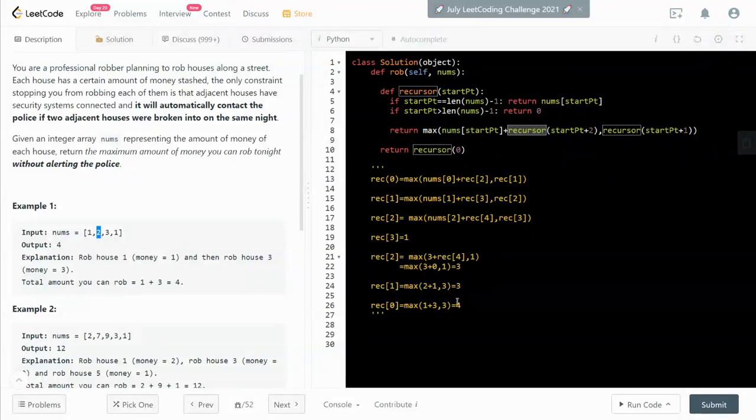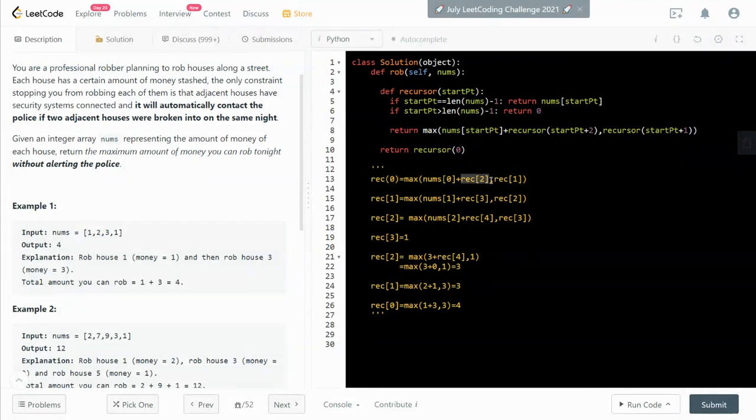A little example here shows you how exactly this works. We have rec, which is basically the recursor, just a shorthand. rec0 is equal to the maximum of nums at 0, plus rec2, because 0 plus 2 equals 2, and rec1, because 0 plus 1 is 1. Here, this number is just the first number, which is 1.